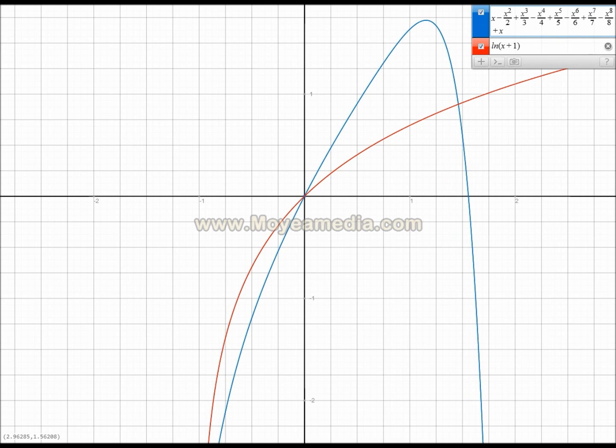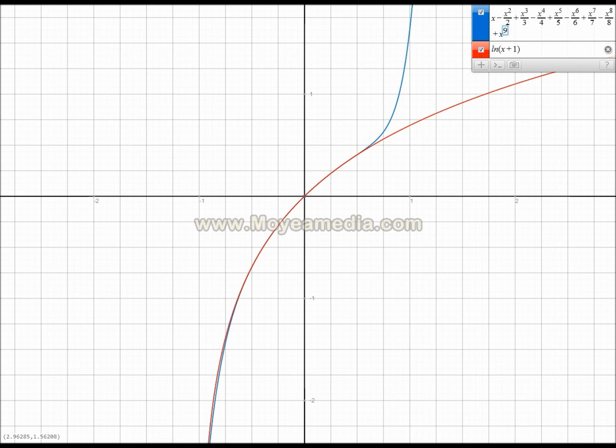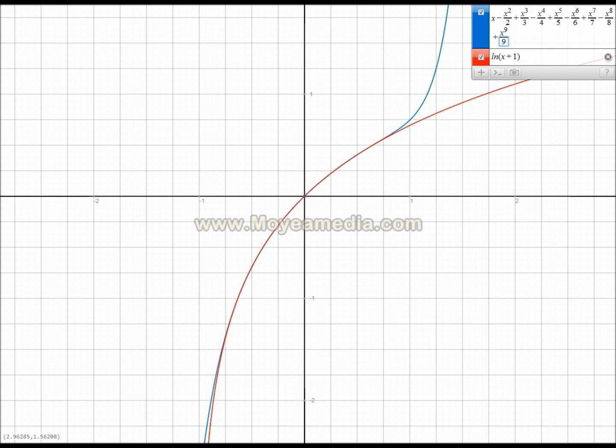Plus x to the 9th divided by 9. I think you get the idea. We're getting closer and closer, but we're just not quite there. And it would take a really long time to write out an infinite number of terms of this series. So let's take a look at Taylor series.